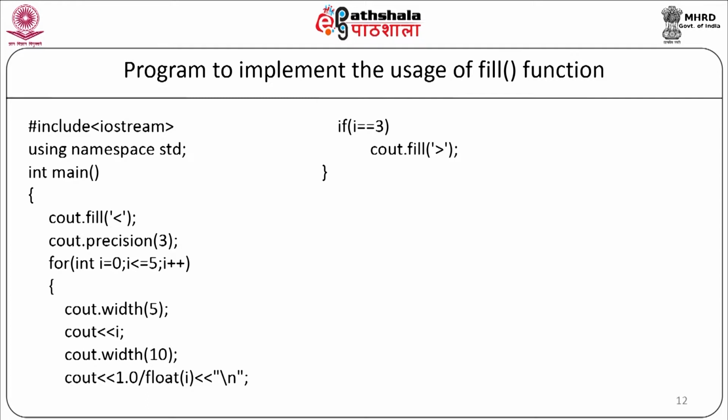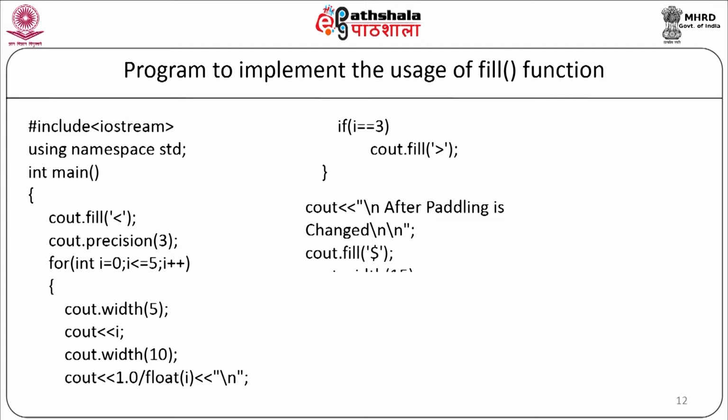Now outside the for loop, cout \n, after padding is change \n, cout.fill $, cout.width 15, cout the number 23.456789 \n and return 0.